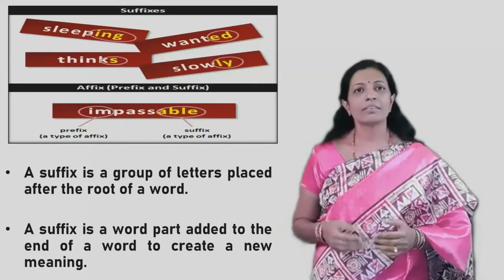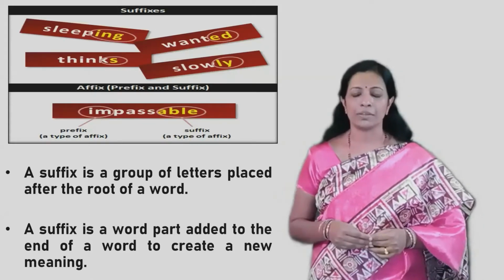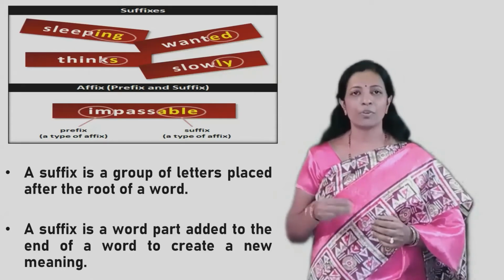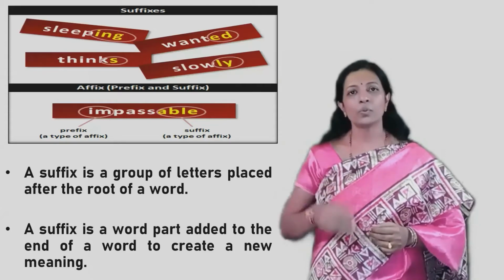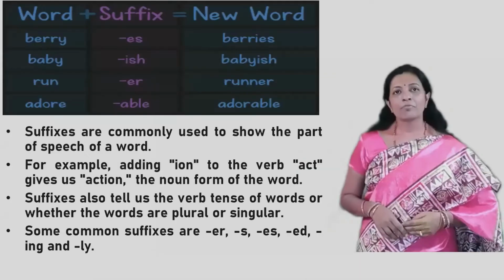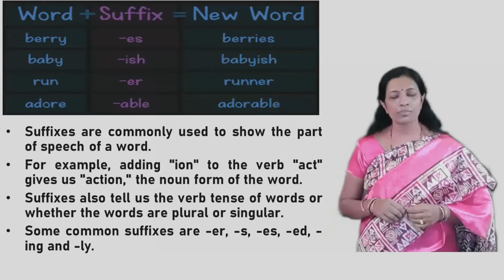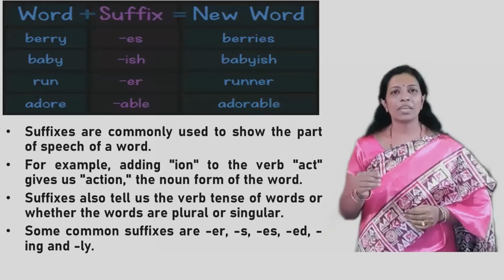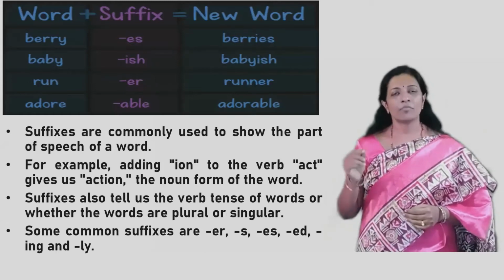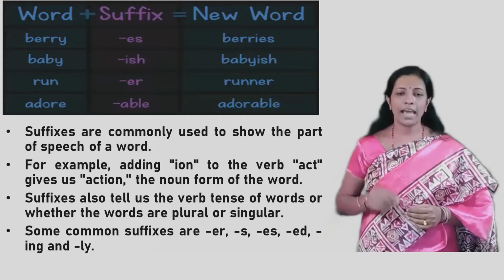A suffix is nothing but a group of letters which is placed after the root word. This suffix consists of maybe a few letters which will add to the root word to create a new word with a new meaning. Suffixes are commonly used to show which part of speech the word belongs to. For example, when we add ion to the root word act, we get a new word, action, which is a noun form of the word act.